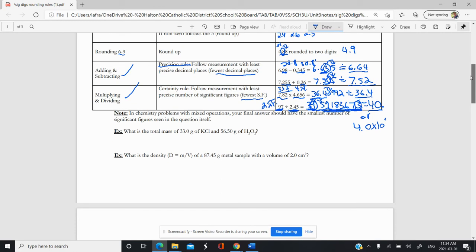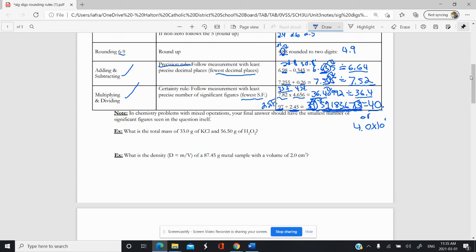We'll do 2 problems together. Generally in chemistry, you're going to have problems where you have mixed adding and subtracting, multiplying and dividing, a whole bunch of them together. When we have those situations, you'll get more instruction on that, but basically you're going to make sure your final answer has the smallest number of significant figures that's seen in the question itself. But if you just have a pure adding or pure multiplying, dividing, just follow the adding, subtracting, multiplying, dividing rule.